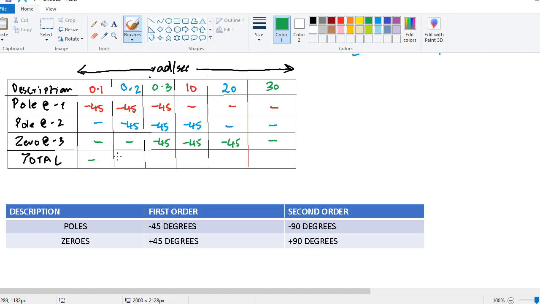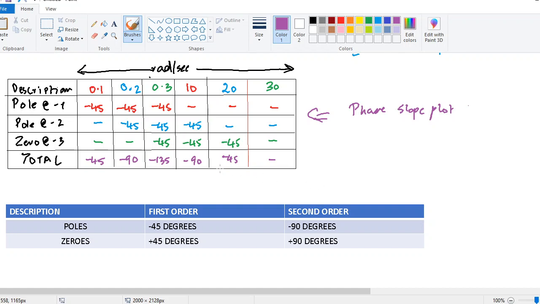And then we have the total, which is going to be -45. Let's put it in a different color here. Let's put it in purple. -45, -90, -135, -90, -45, and then 0. So ladies and gentlemen, this is your phase slope plot that we have here.